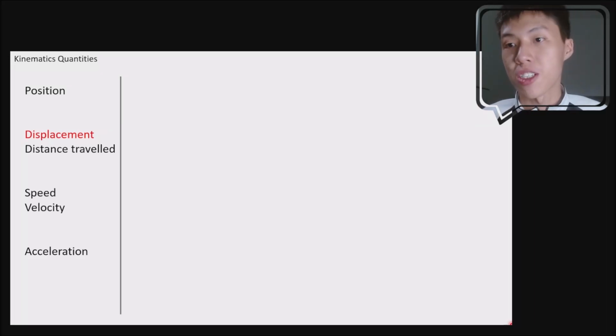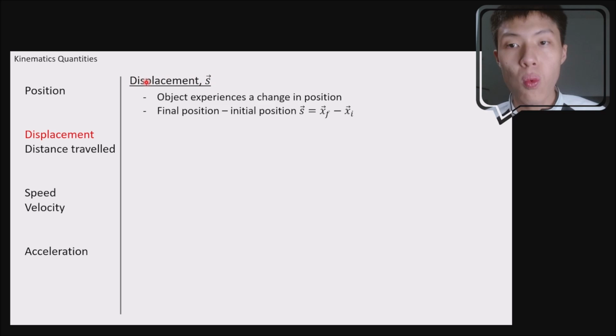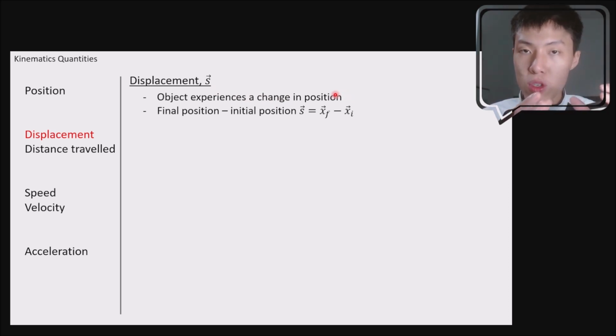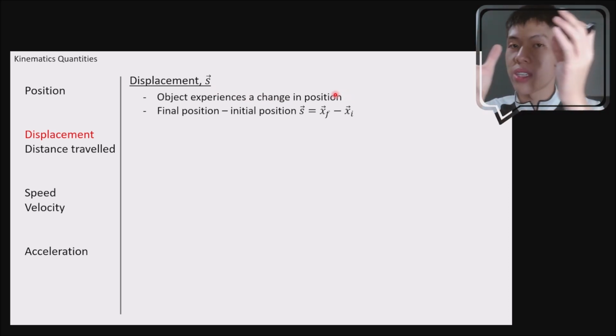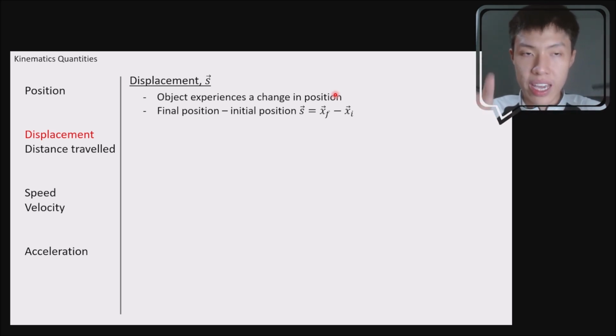To talk about displacement. So displacement, we usually represent it by the symbol S with a vector on top. So displacement here is a vector quantity. So where do we use displacement? We use displacement when an object experiences a change in position. Let's say the object was previously here, then it is now there. So if there's a change in position, we can describe the change of position using this kinematic quantity, displacement.